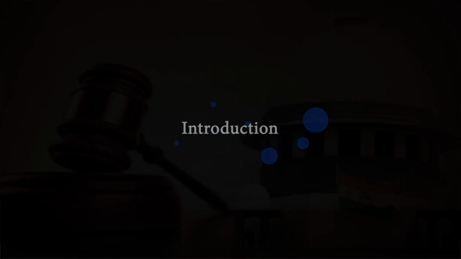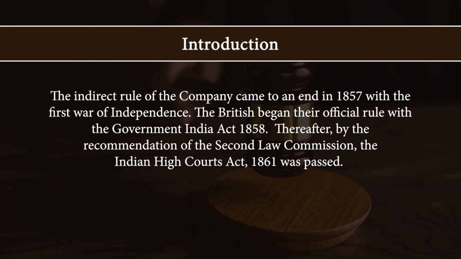Well, to begin with the establishment of high courts in India, we first take a glance at the introduction for this particular topic. The history of the establishment of high courts in India traces back to the phase of British rule. In the year 1600, the British came to India as traders and established the East India Company, but rapidly captured the Indian provinces, as a result of which the British laid their hands deep in the administration of various provinces. The indirect rule of the company came to an end in 1857 with the First War of Independence.